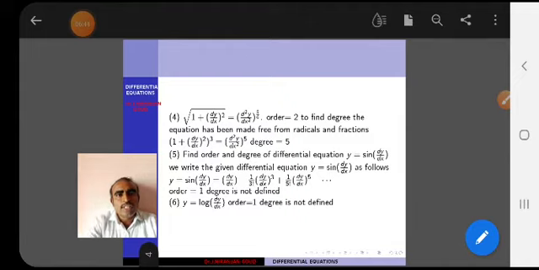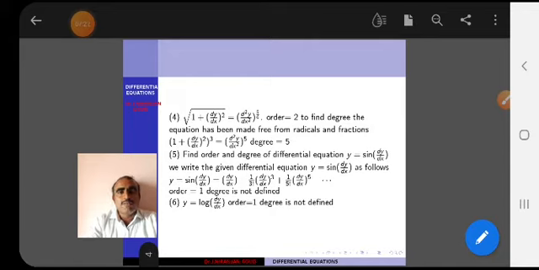You know the sin x expansion: x minus x cube by 3 factorial plus x power 5 by 5 factorial minus x power 7 by 7 factorial plus and so on. So expand y is equal to sin(dy/dx) in the form y is equal to dy/dx minus 1 by 3 factorial (dy/dx) whole cube plus 1 by 5 factorial (dy/dx) whole power 5 plus, minus, and so on. So here we have infinitely many terms. You can't define the degree of dy/dx.